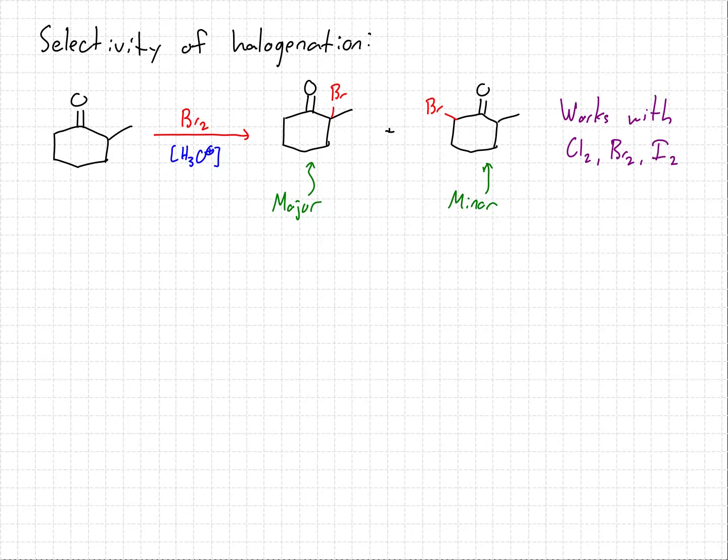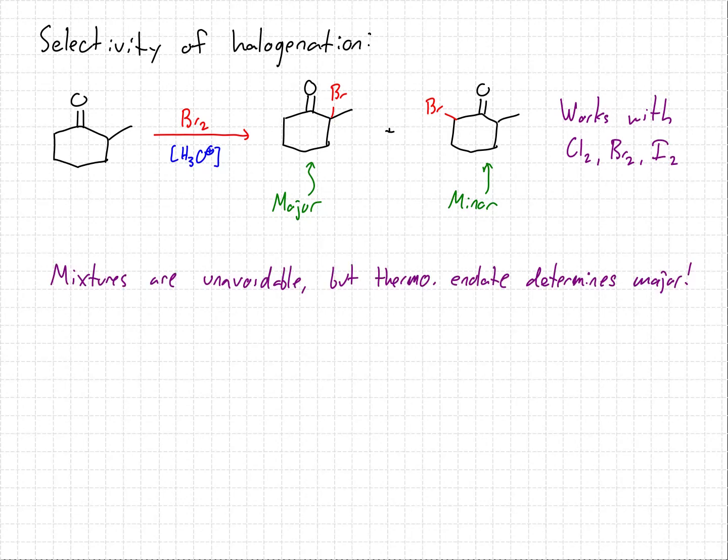The rate-limiting step of this reaction is enol formation, which means that the dynamic enol is the control for the major product of the reaction. In these reactions, mixtures are unavoidable, but the thermodynamic enol will determine the major product. So let's take this as an example. What are the products that you would form, and what's the major product of the reaction? Work through this, then restart the video and we'll check the work.